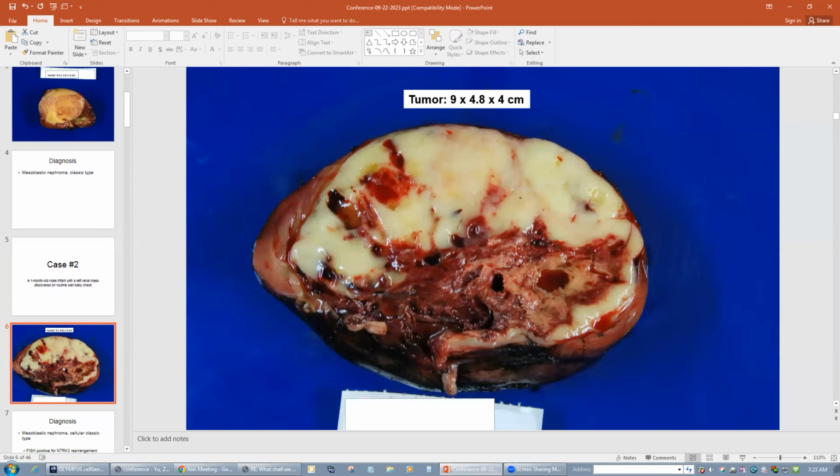This is the cross-section of the tumor. Compared to the last one, this one is more fleshy, a little more soft. There's necrosis and hemorrhage here. This tumor is a little bigger, 9 by 4.8 by 4 centimeters. Again, the kidney is almost entirely replaced by this tumor, so it is difficult to tell whether there is a capsule or not. So let's see the microscopic.